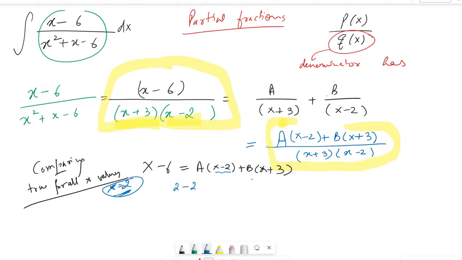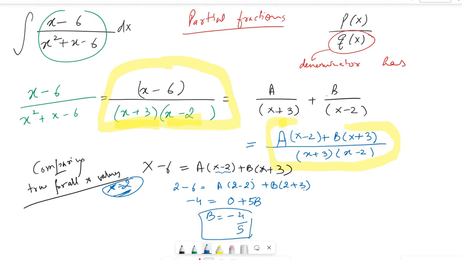2 minus 6, sorry, is equal to a times 2 minus 2 plus b times 2 plus 3. So this will become negative 4. This will become 0 plus b times 5. 2 plus 3 is 5. So b came up to be what? Minus 4 by 5. That's my first constant I need to figure out.